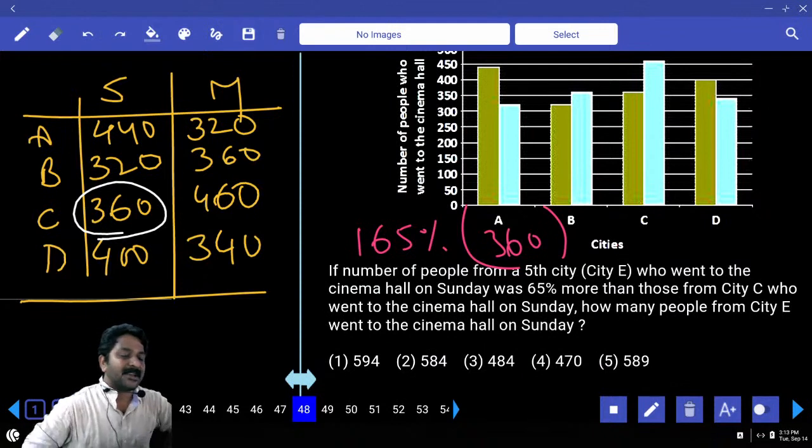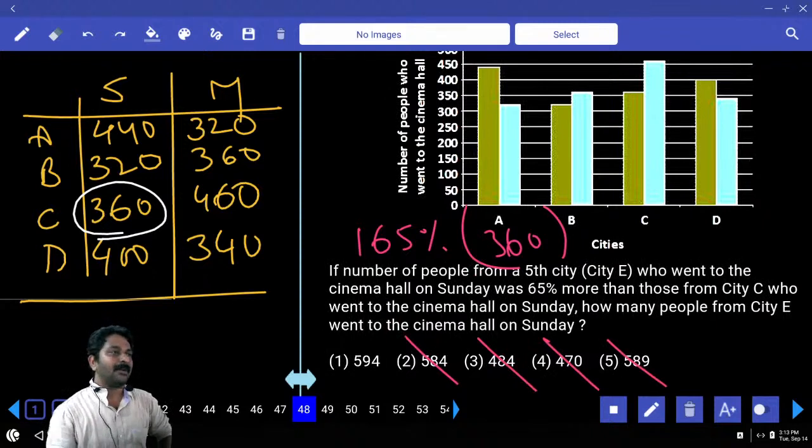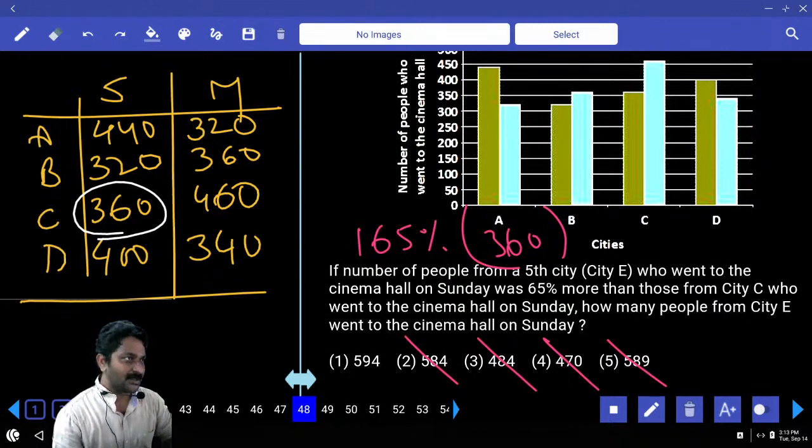Is your first option 9 multiple? Second option 9 multiple? No. Is your third option 9 multiple? No. Is your fourth option 9 multiple? No. Fifth? No. Only one, final answer. Done. If multiple options are there, you can go for 11 multiplication rule also. Because 165 is 11 multiple. Are you following?